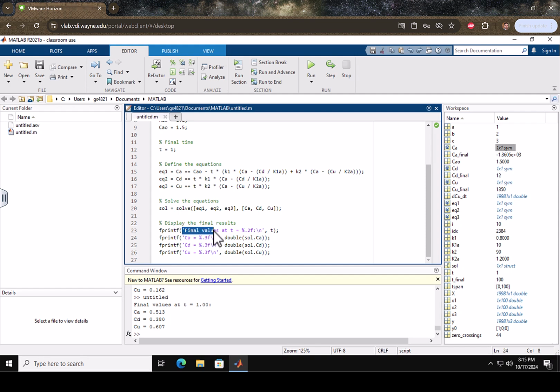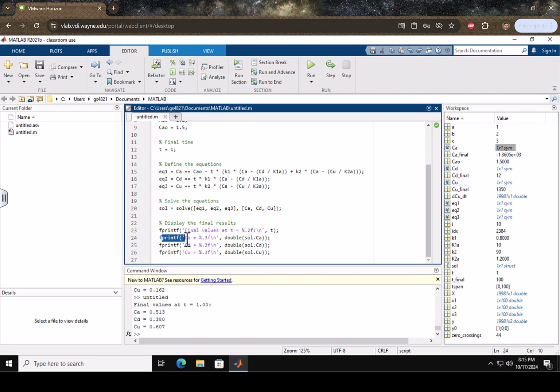So this part right here, as I mentioned, is telling MATLAB what you want to be displayed, and then the parentheses are saying that you have a 2 decimal place number coming out. So you can pretty much copy this format, and then comma, whatever t value you just inputted, which in our case was 1.